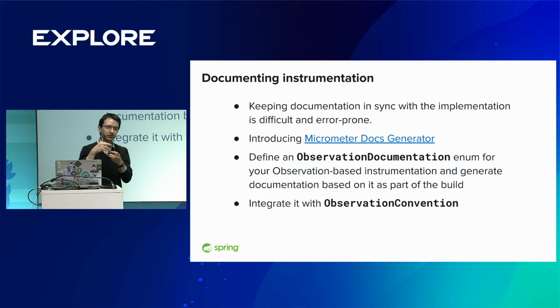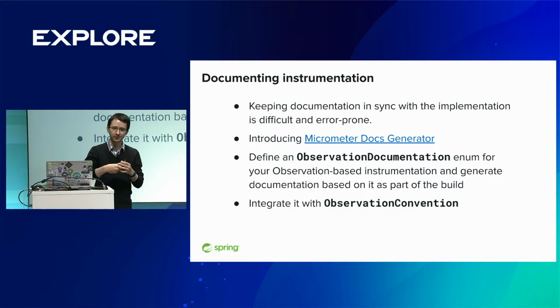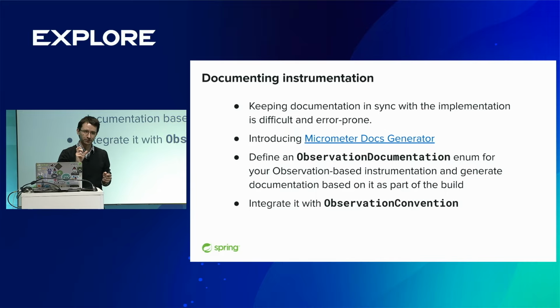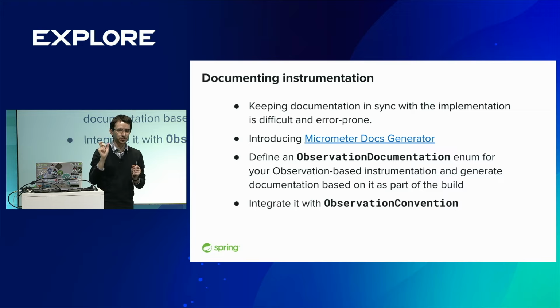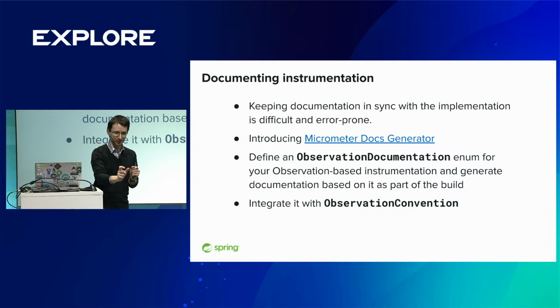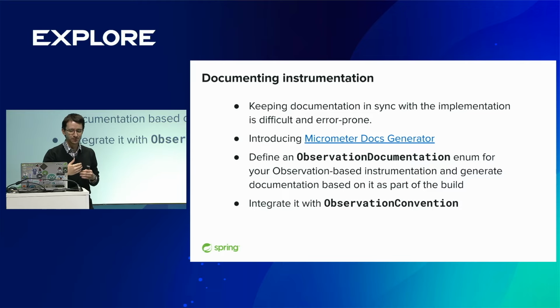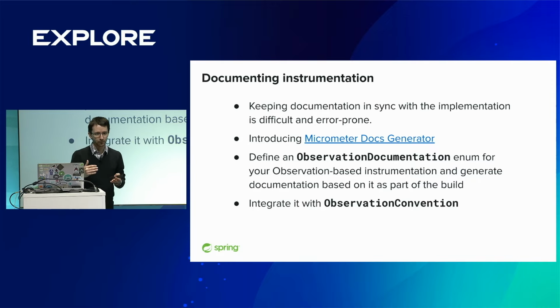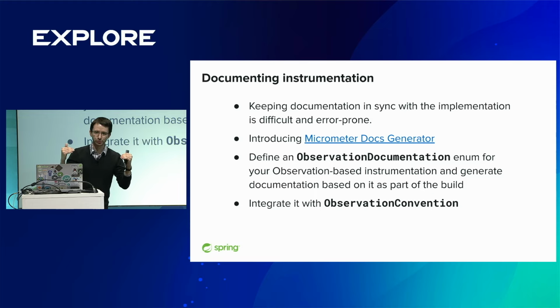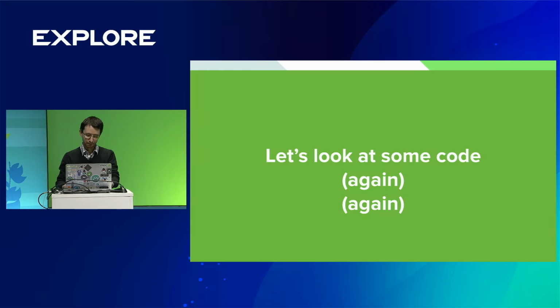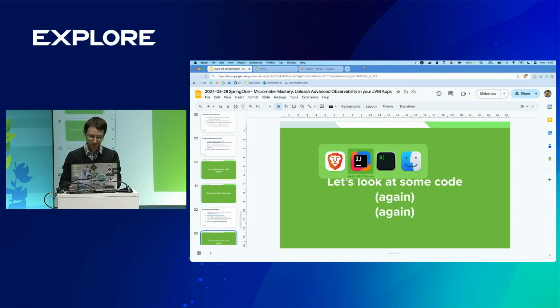One, it can contain enums that will define these key values and the observation name so that you don't need to depend on those strings. You can depend on the enums, which is another, more type-safe way to do this. And the other one is that it is scannable by abstract syntax tree scanners. So you can scan these documentation objects and generate documentation out of them. And of course, this can be integrated with the observation convention. And that's what we are going to do.